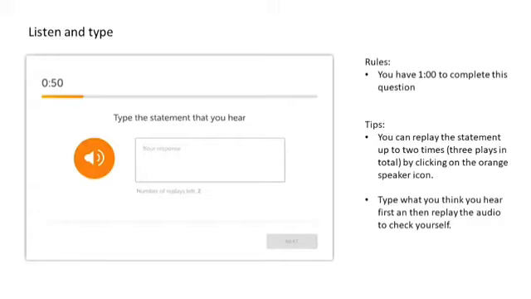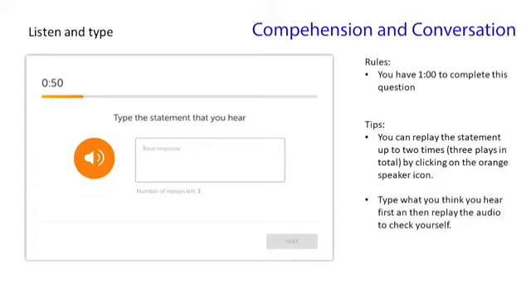For this listen and type question, you are being tested on comprehension and conversation. You have 1 minute to complete this question. You do not get a preview period, so you must listen and type the statement that you hear. You'll hear it play once, and then you can click the replay button up to 2 times, so you'll hear it a total of 3 times.